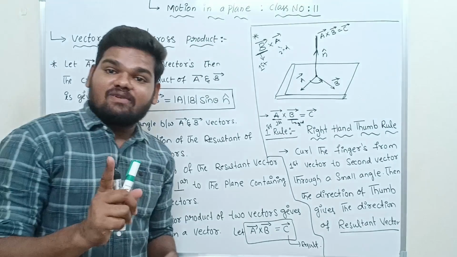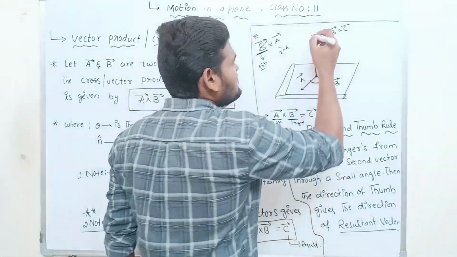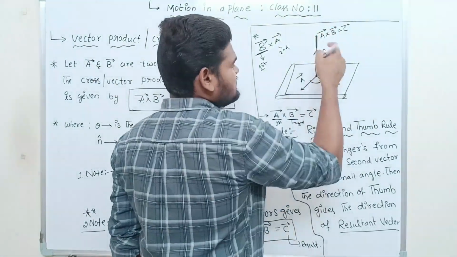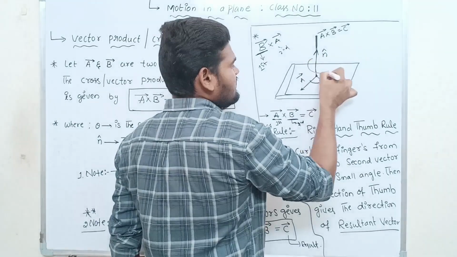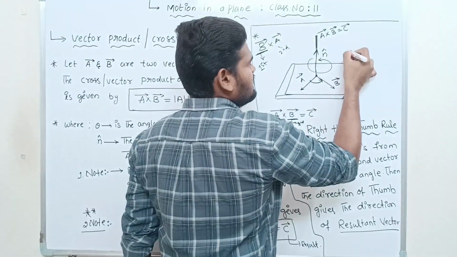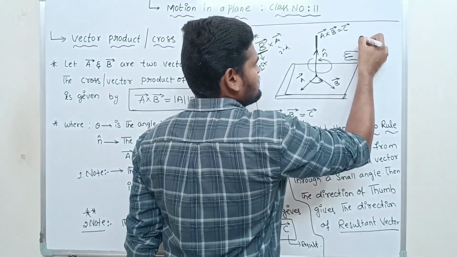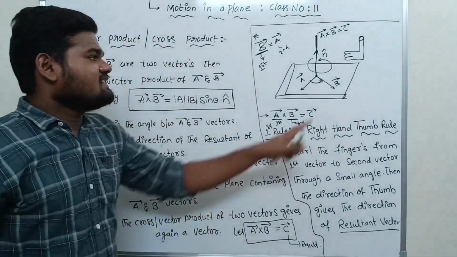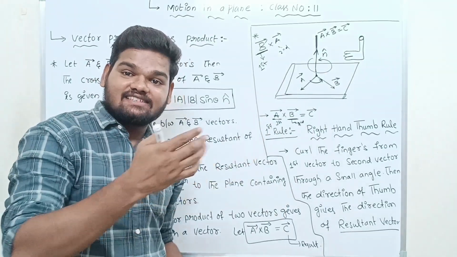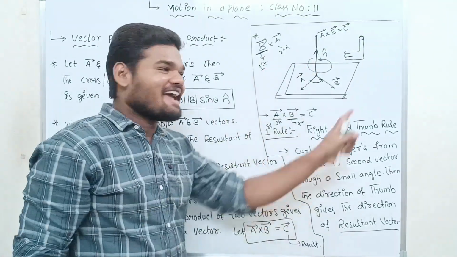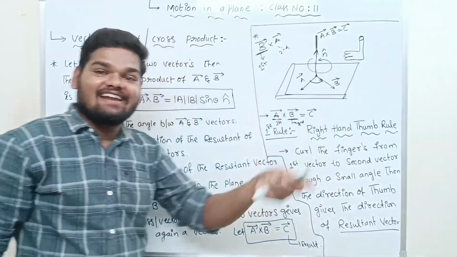Any problem? Very good. Do you understand? So this is the direction of the n cap, and we rotated like this. Thumb. This is not a leg, this is a hand. Right hand.